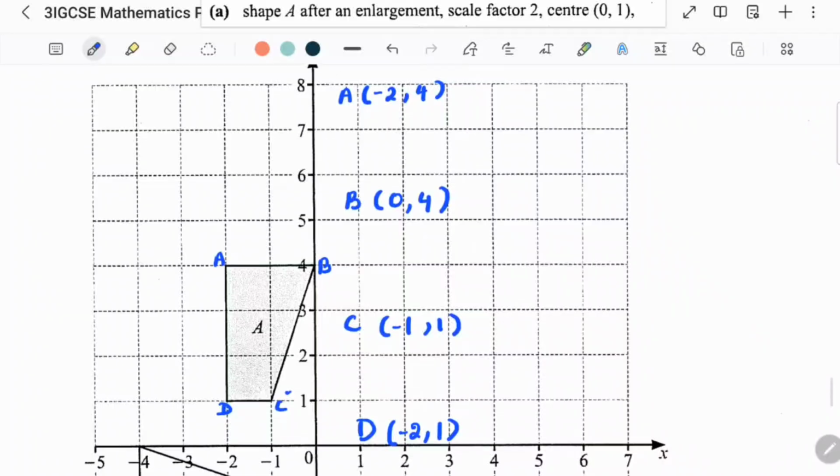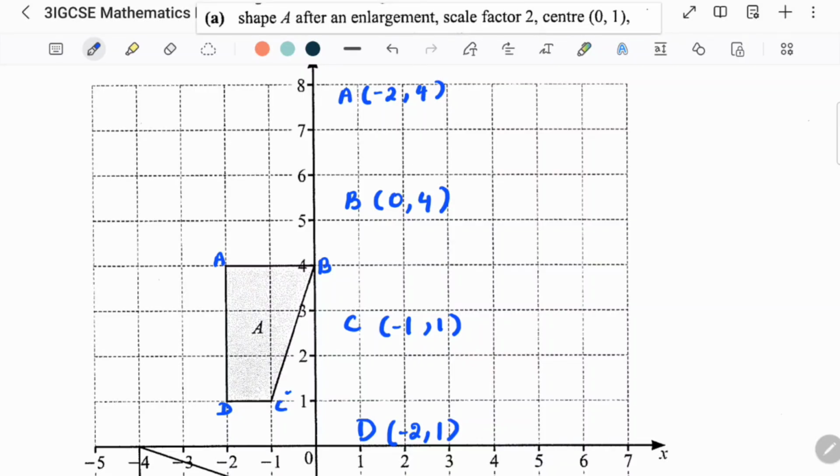So please do all the calculations. It's just rough work, okay? So do it somewhere else, okay? So we have identified the coordinates of A, B, C, and D. Now the scale factor is 2 and the center is (0, 1). Remember, we have to subtract the center. So the center is (0, 1). Just write down with all of them and then write down and simplify it.